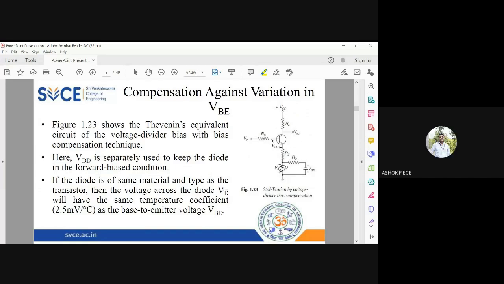Now we are going to specifically see. So far we have seen the variation in general. For any variation in collector current, I will be using a thermistor sensor. Now it is specific to a particular parameter. If my VBE is going to change with temperature, how am I going to act on that?